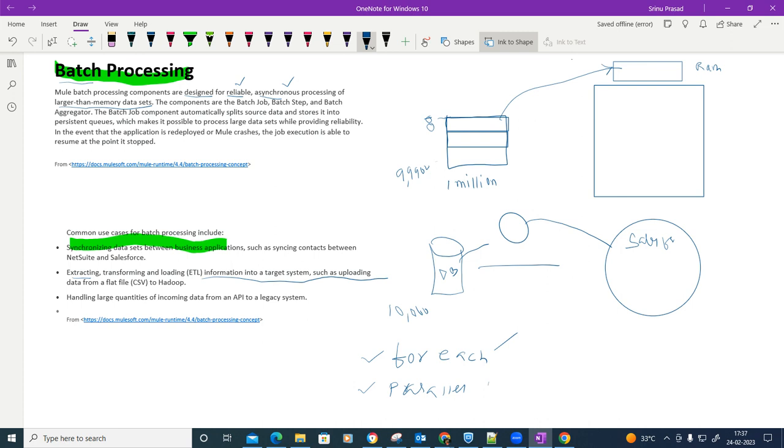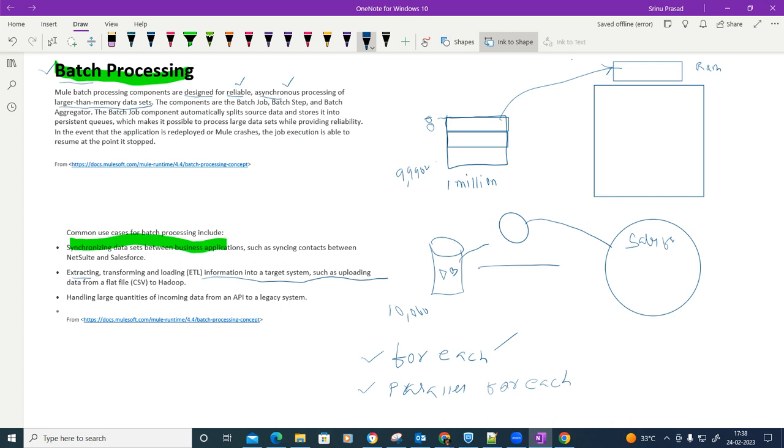The same applies for parallel for each. Parallel for each gives parallel processing, that we achieved, but at the same time it is not reliable and it doesn't have a better error management strategy. So as these two options are ruled out, batch processing is one of the best strategies to process a huge amount of data. Batch processing gives reliable, concurrent execution, and a better error management strategy.